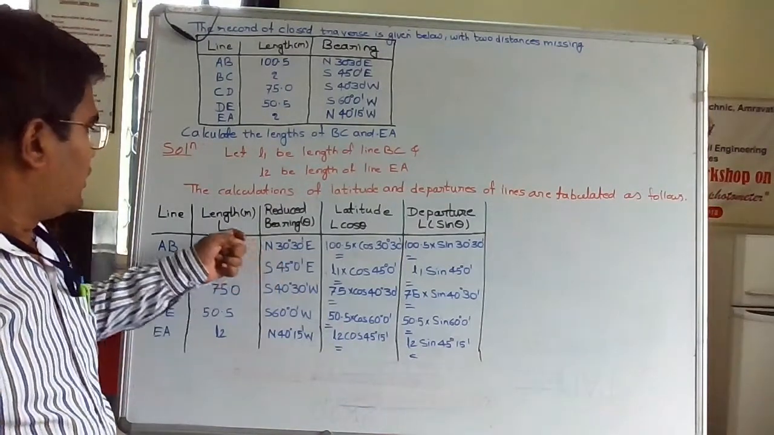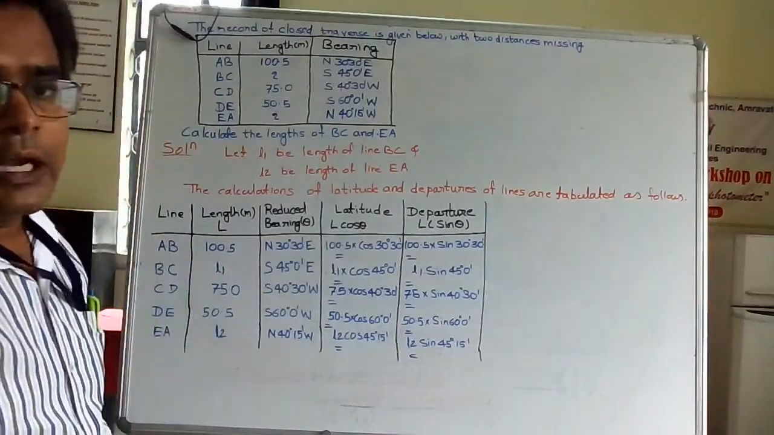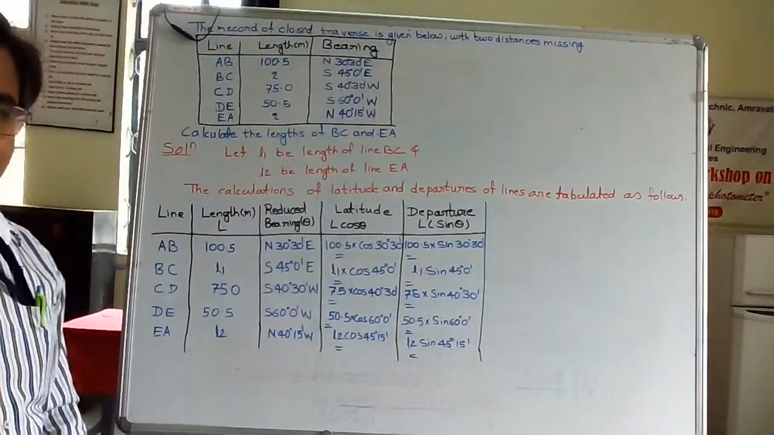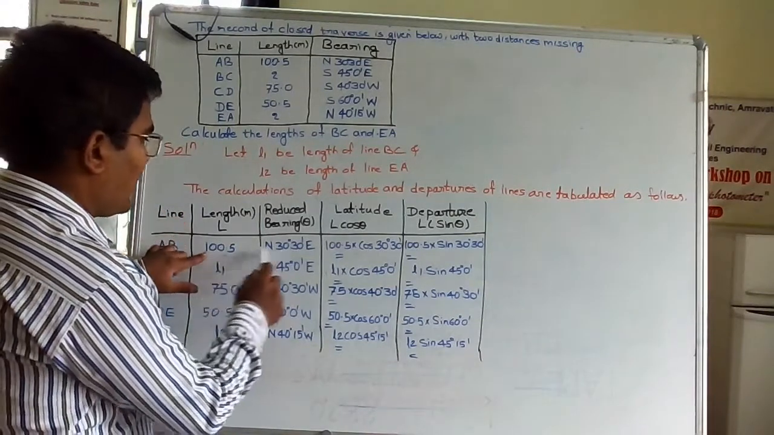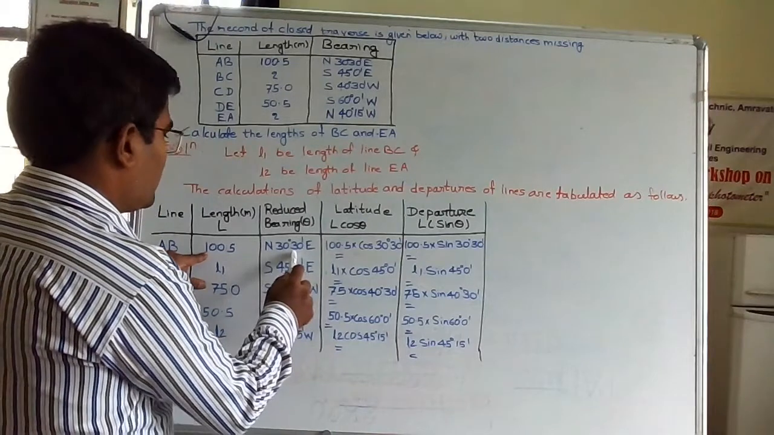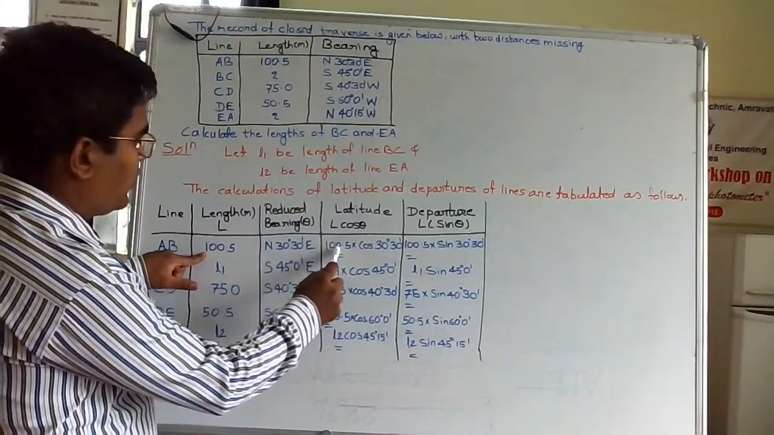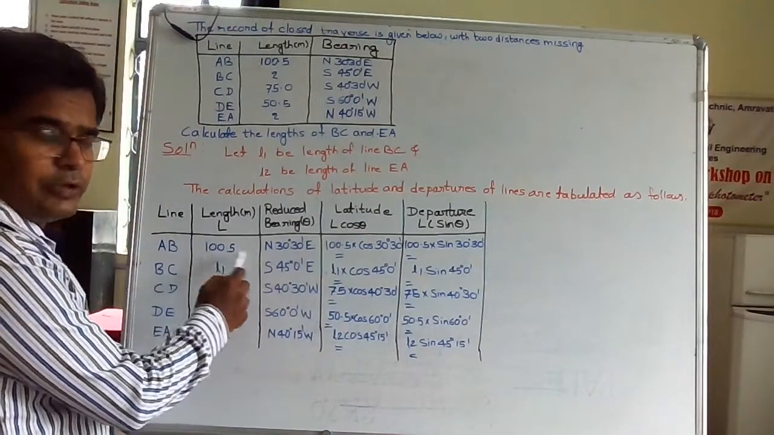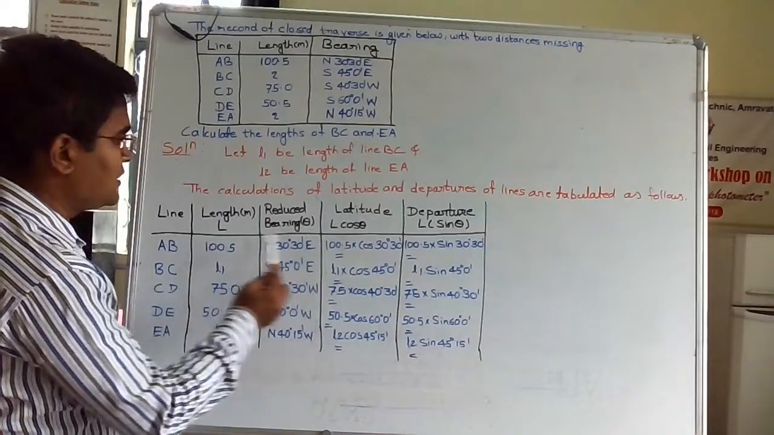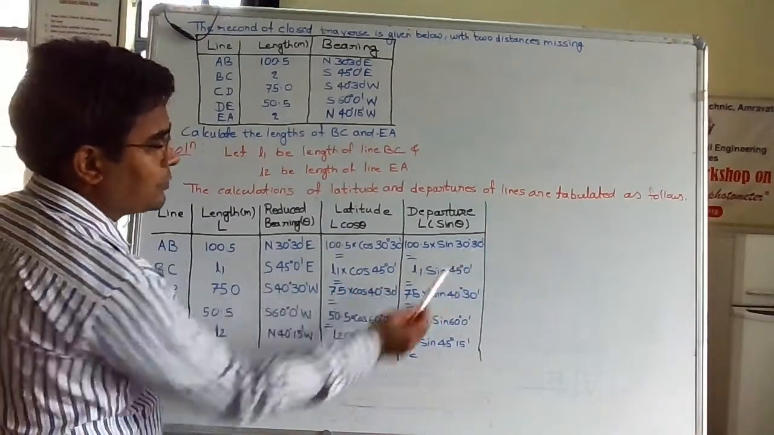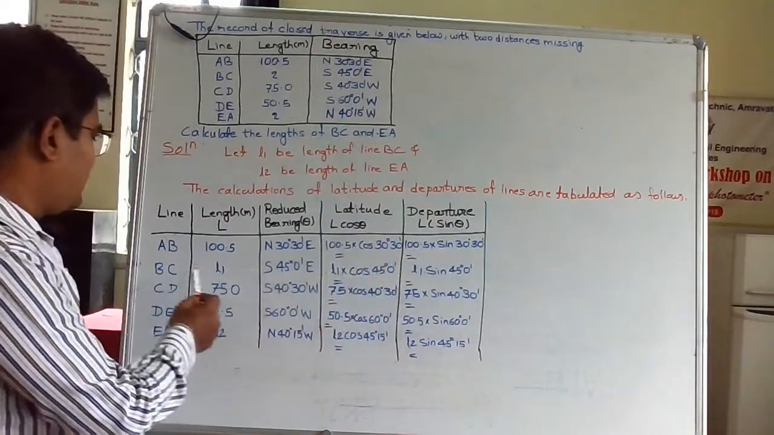So latitude is L cos theta and departure is L sin theta. We have to calculate latitude and departure for each line. For line AB, the length is 100.5 and the angle is 30 degrees 30 minutes. So for line AB, latitude will be 100.5, that is the length, into cos of 30 degrees 30 minutes. And departure of line AB is 100.5 into sin of 30 degrees 30 minutes. Calculate its values.